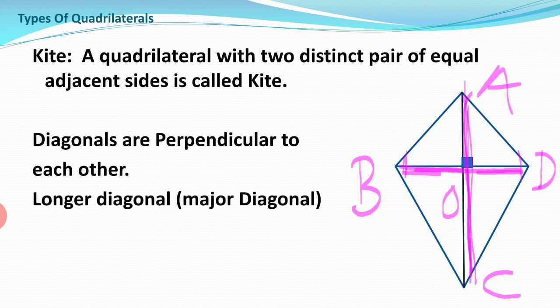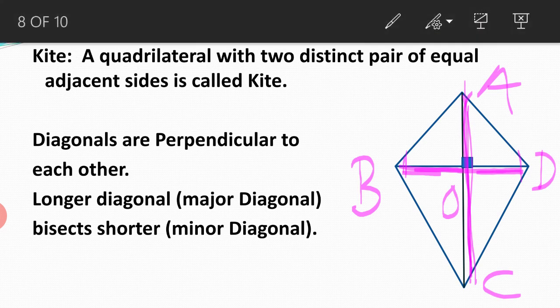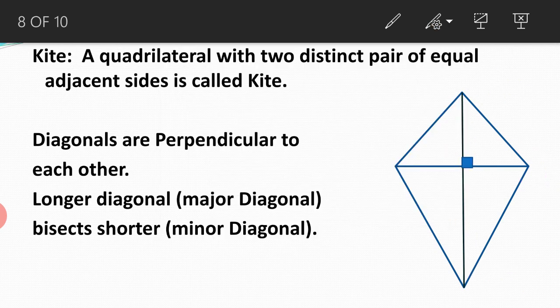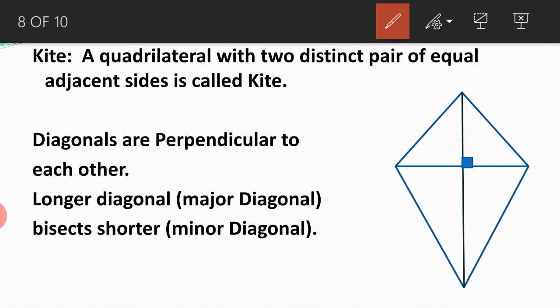Second, the larger diagonal, that is the major diagonal, bisects the shorter diagonal, that is the minor diagonal. Let me erase it again to have clarity. Now there are two angles formed with non-equal sides. Only one pair of opposite angles is equal. And how can you identify that pair of angles? The angles which are formed by non-equal sides.